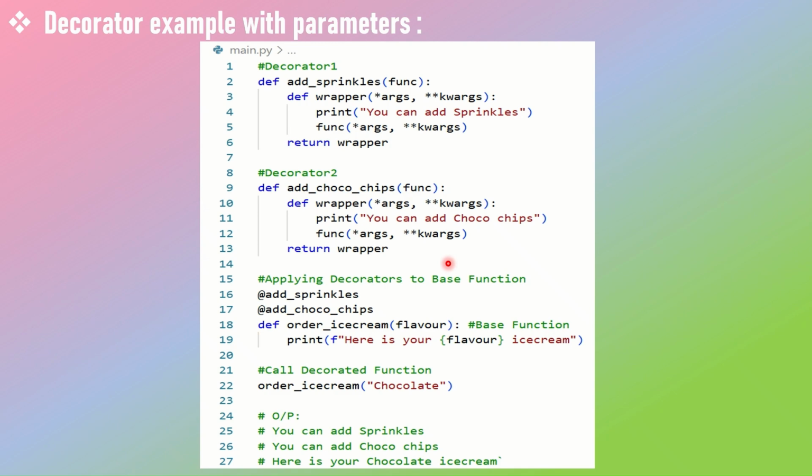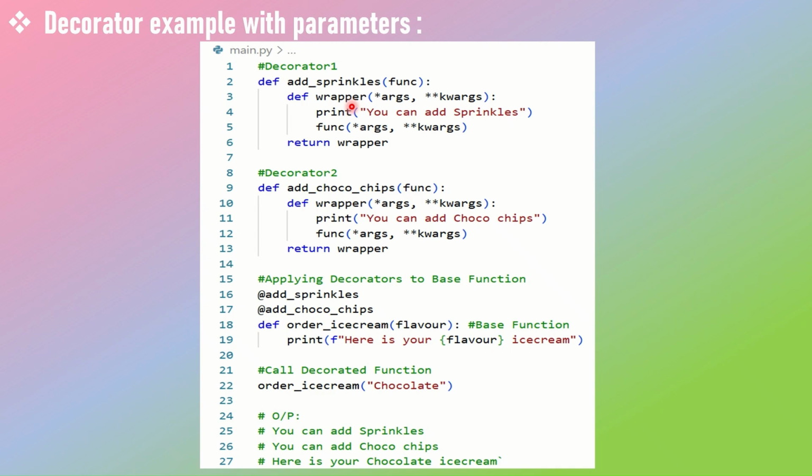In order to handle that use case in the form of code, here I have defined two decorator functions named add_sprinkles and add_choco_chips. What will this decorator function add_sprinkles have? Inside this decorator function, I have again the wrapper function, as the wrapper function is necessary inside any decorator function.